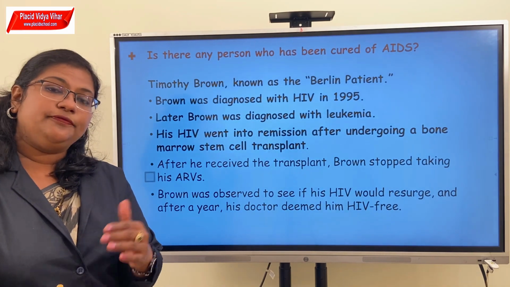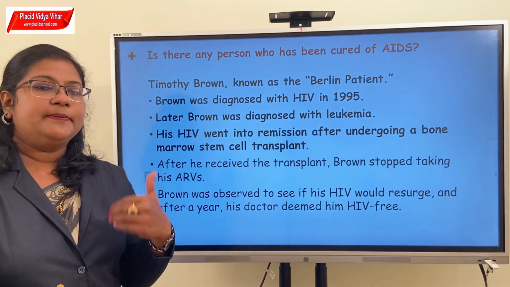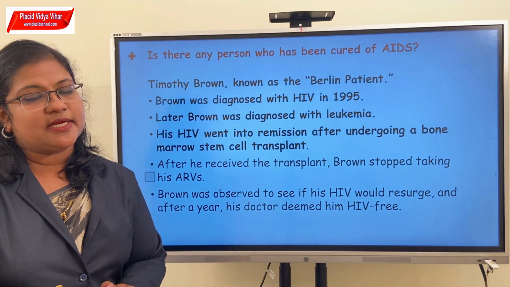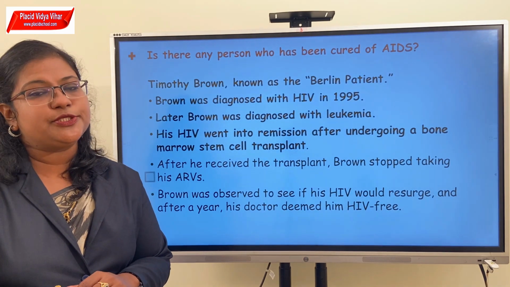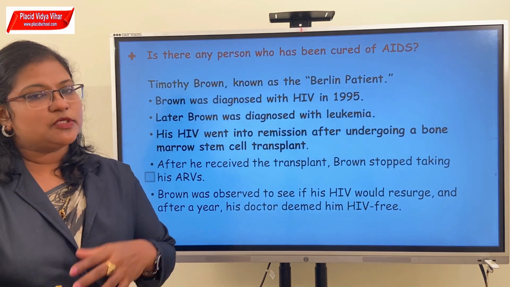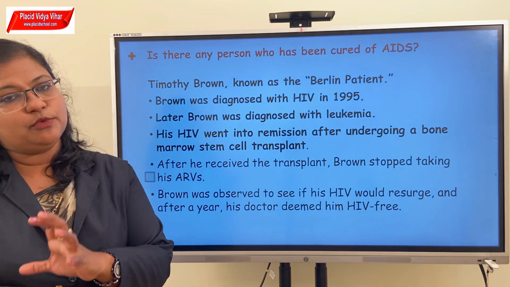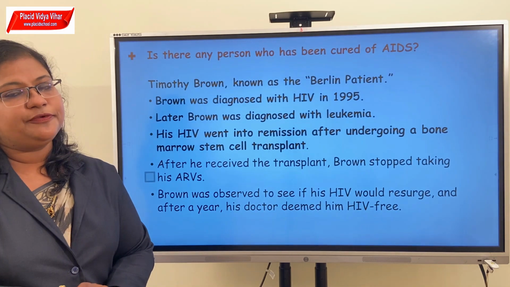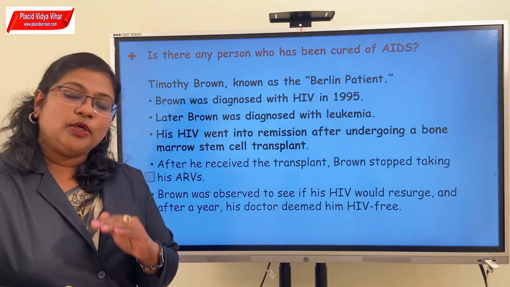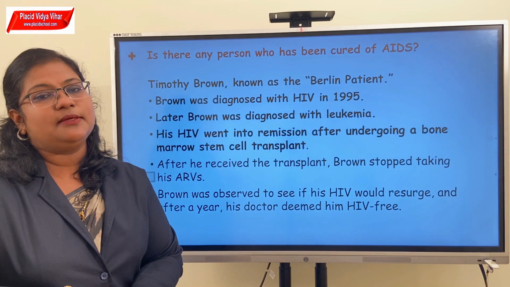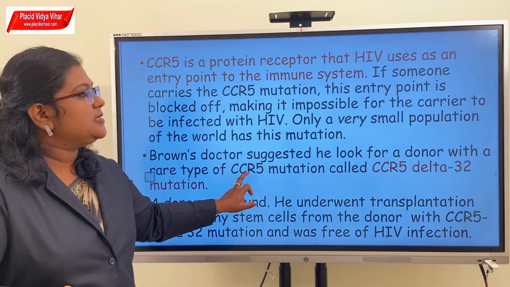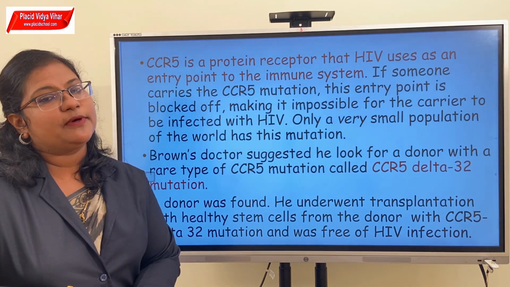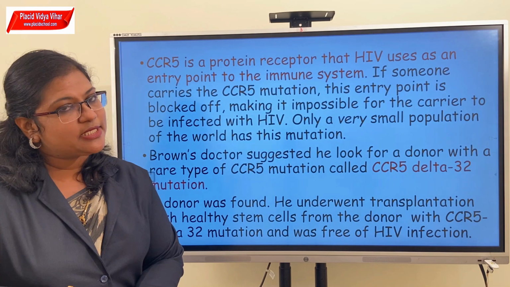Under such condition, if the bone marrow is transplanted, the Berlin patient who has AIDS will have CD4 cells free of the co-receptor, and then the AIDS virus will not be able to multiply in his system, because once you remove the bone marrow and replace it with a new one, that person will be cured of AIDS. And so they got a donor, surprisingly, with the same CCR5 mutation, and later this person was checked for HIV and he was found to be negative. He was found to be HIV free.